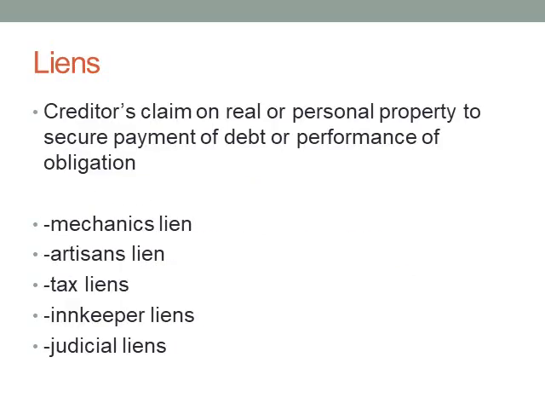So what's a lien? It's a creditor's claim on real or personal property to secure payment of a debt or performance of an obligation, and there are a number of different types of liens. We have a mechanics lien, artisan's lien, tax liens, innkeeper liens, and judicial liens.